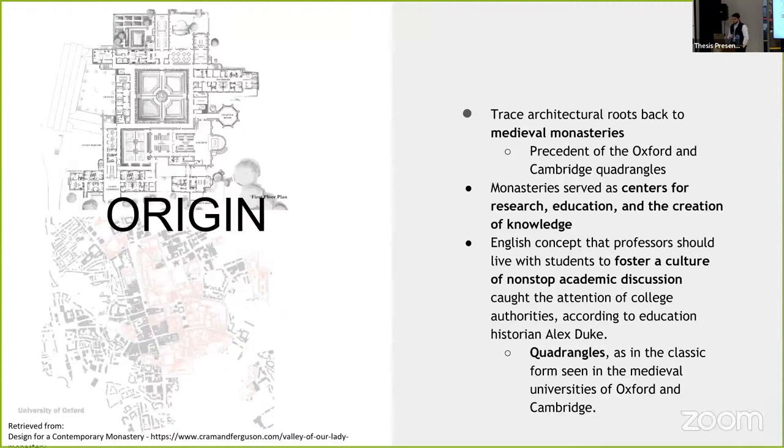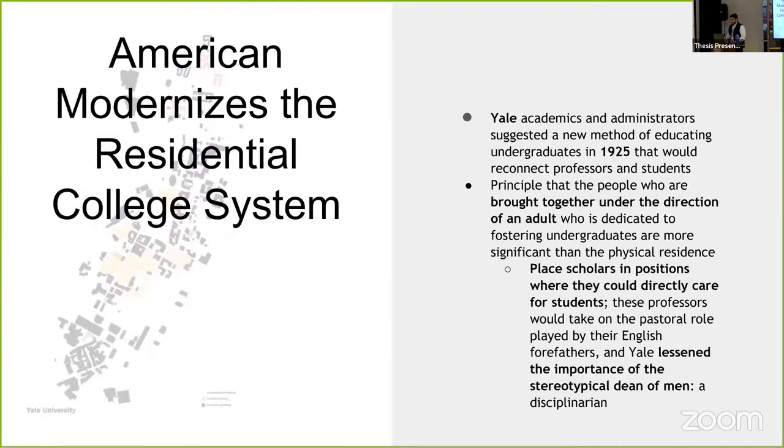This all originated from medieval monasteries, the idea that these were centers of research, education, and the creation of knowledge, fostering a culture of nonstop discussion, which ultimately led to the formation of the quadrangle, seen at the University of Oxford and Cambridge, and later adapted into the Americas through Yale and Harvard, which were given grants to establish residential colleges, placing scholars in a position where they could directly care for their students and bring them under the direction of an adult.